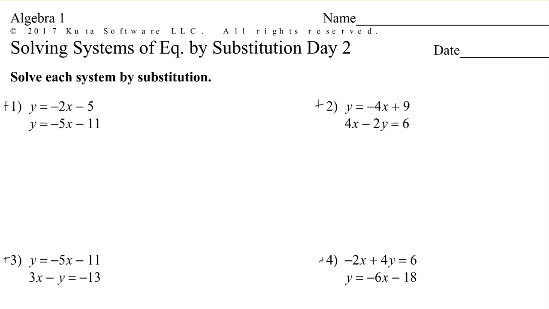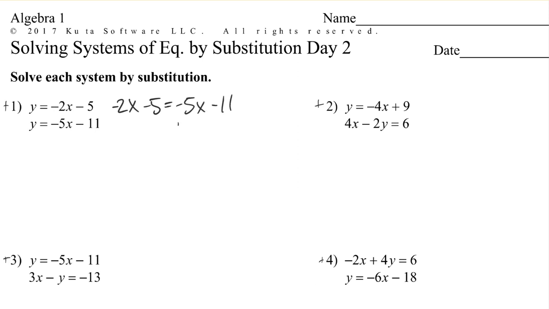This is homework 45, solving systems of equations by substitution, day 2. So, solving by substitution, we can see both of these are set equal to y, so we can set them equal to each other. So I'm going to say negative 2x minus 5 equals negative 5x minus 11.